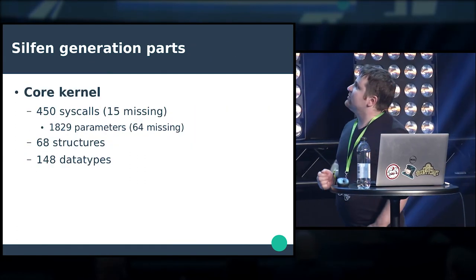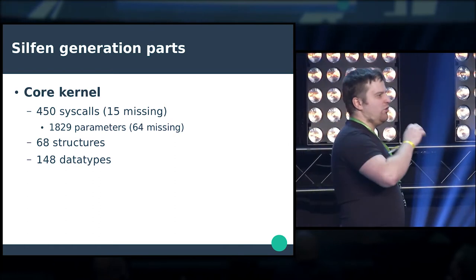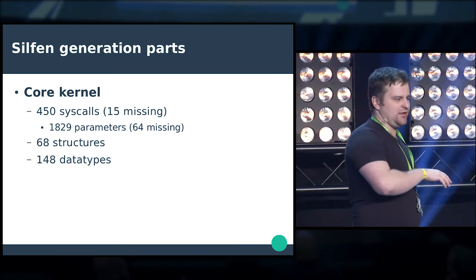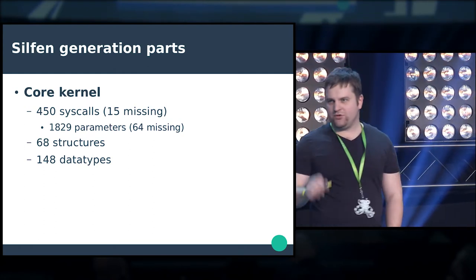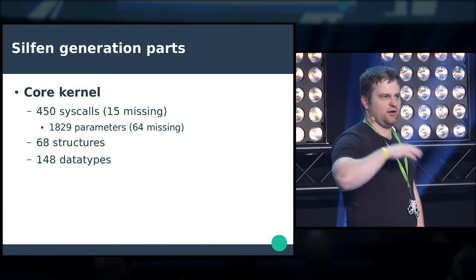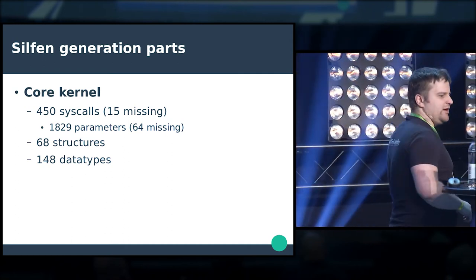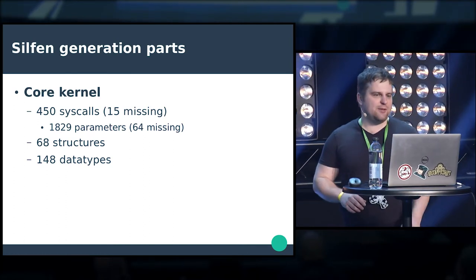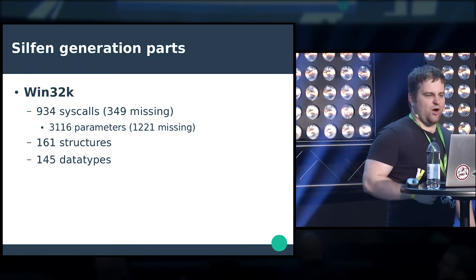Now, if we talk about the actual numbers, and why this project took so much time for me, the main logic of the program I probably wrote in a week or two. The rest of the code and the rest of the time, months that I put into it, was gathering information about syscalls, their structures, their parameters, the names, all the data types, everything like this. The core kernel part, the part that is handled by ntoskrnl.exe in the kernel, has 450 syscalls. I still have missing definitions for 15. It means already 1,829 parameters that one by one had to be mostly manually typed in and configured, 68 structures, and 148 data types.